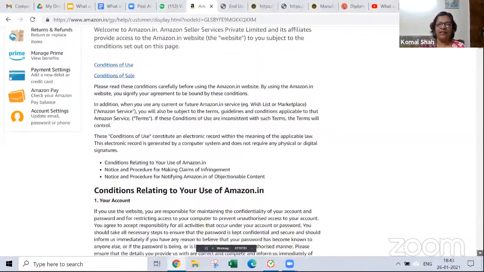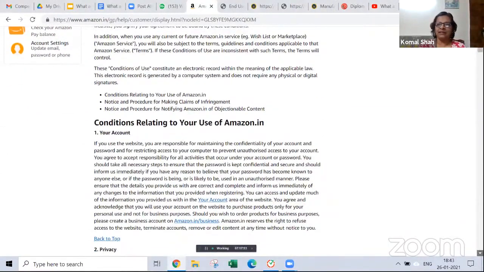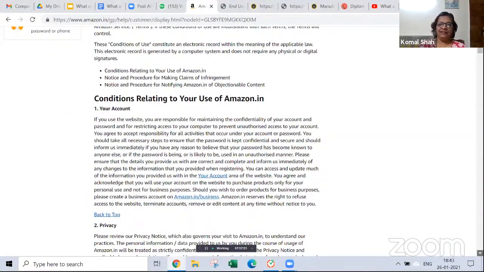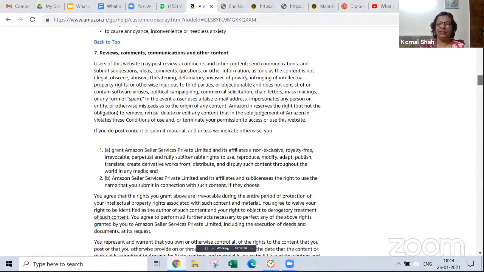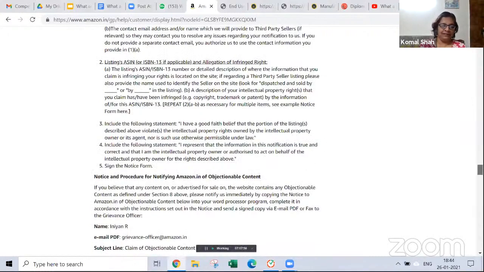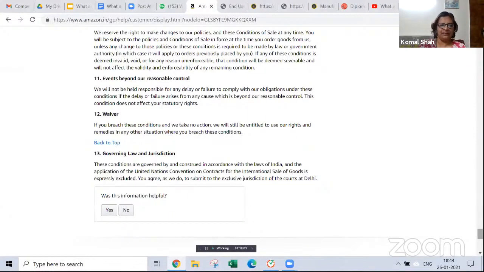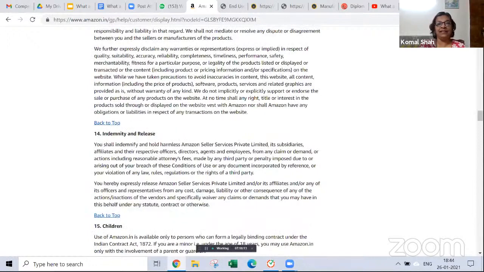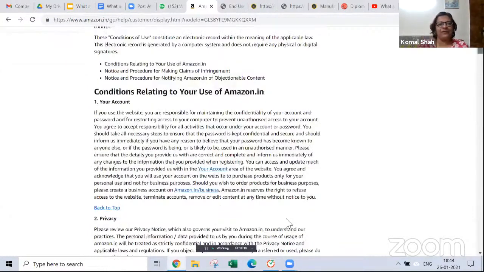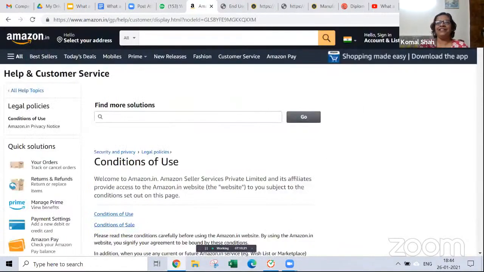Now, how will Amazon know that you have read this? Okay. How will Amazon know that you have read this? There is no I agree button here. How will Amazon know? Everywhere, in many cases, you will find the I agree button. In fact, go to any law firm's website. You will have these things.